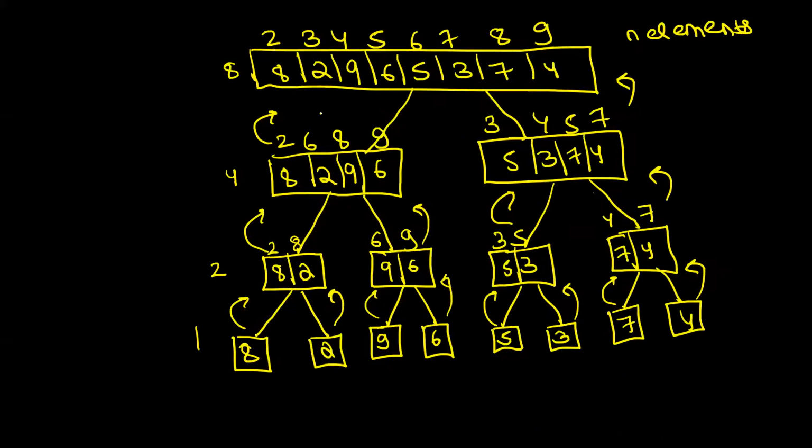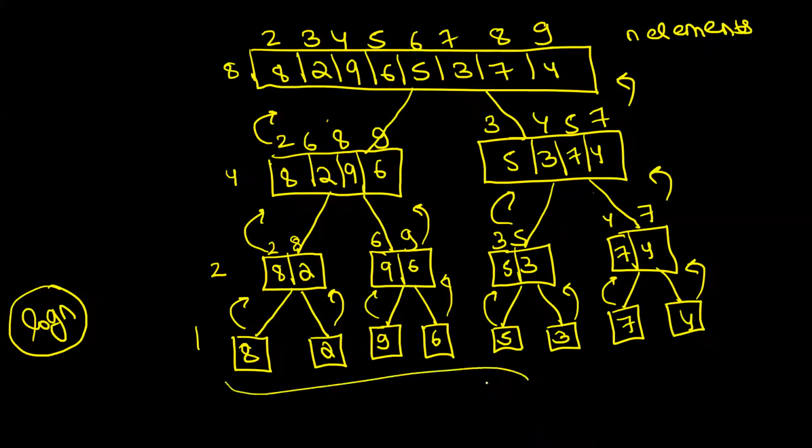So if I count the number of levels or the depth of this tree, it is log n. So the number of levels is log n. Can you tell me what work is being done at each level? Look at this bottommost level. What are you doing? You are performing a merging of n different elements. You are merging one-size arrays, so n different elements you are merging.